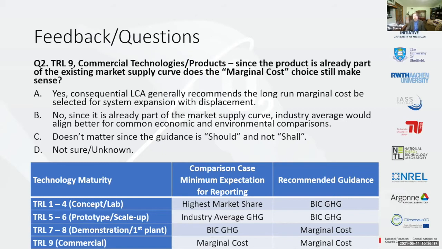As you can see, it was a very tight race between options A and B, with a good number in the not sure or unknown category. And so we did have A, that the consequential LCA using the long run marginal cost come in at 39%, with the industry average coming in at about 36%.